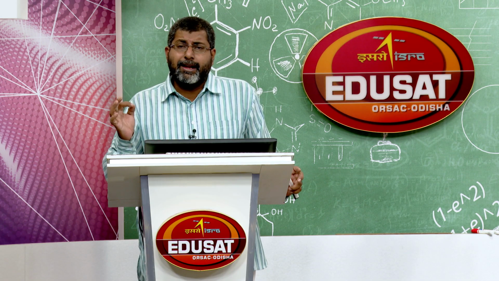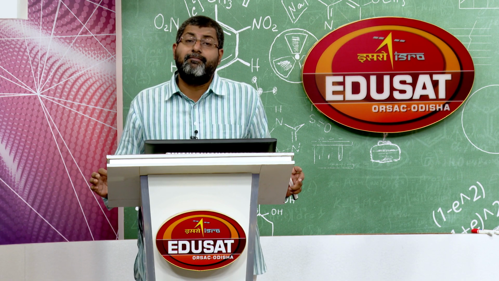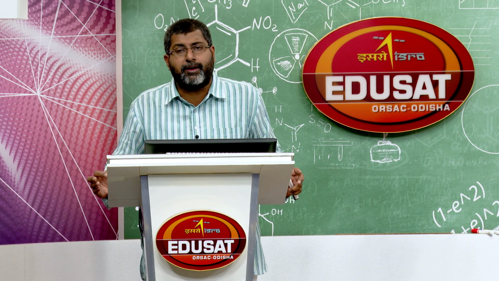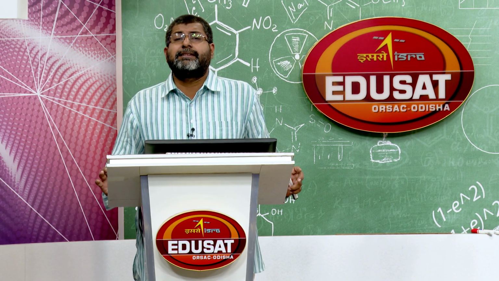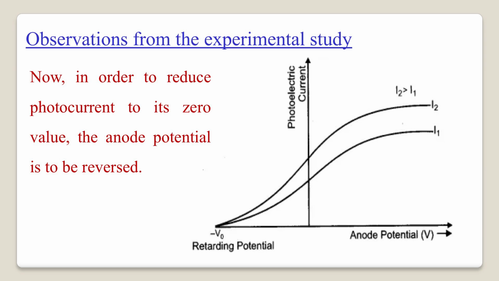Now, when we gradually increase this anode potential, we will observe that the number of electrons reaching the plate will gradually increase, and so also the strength of photocurrent, and beyond a certain potential the current attains its saturation value, and that value of current is called saturation current. Later on we will discuss that this saturation current will only depend upon the intensity of incident radiation and not upon its frequency.